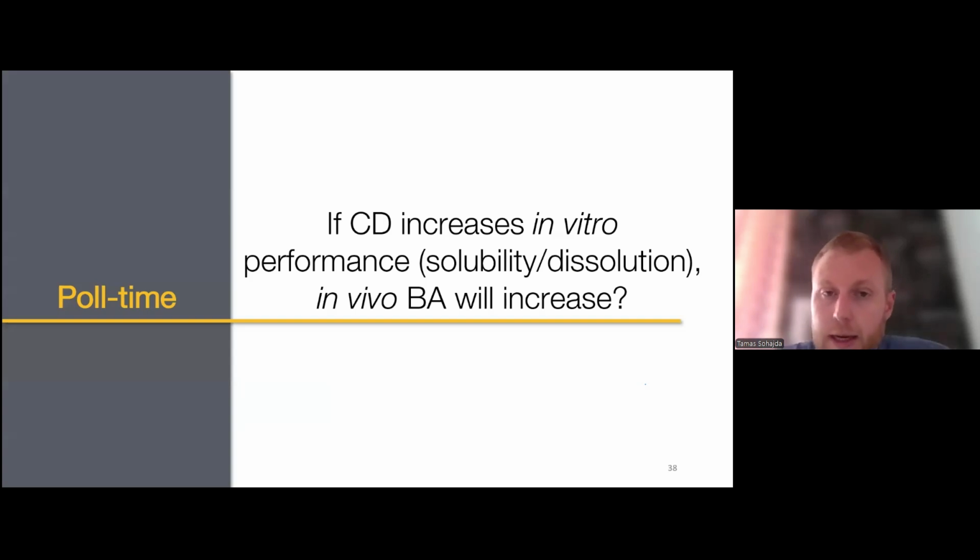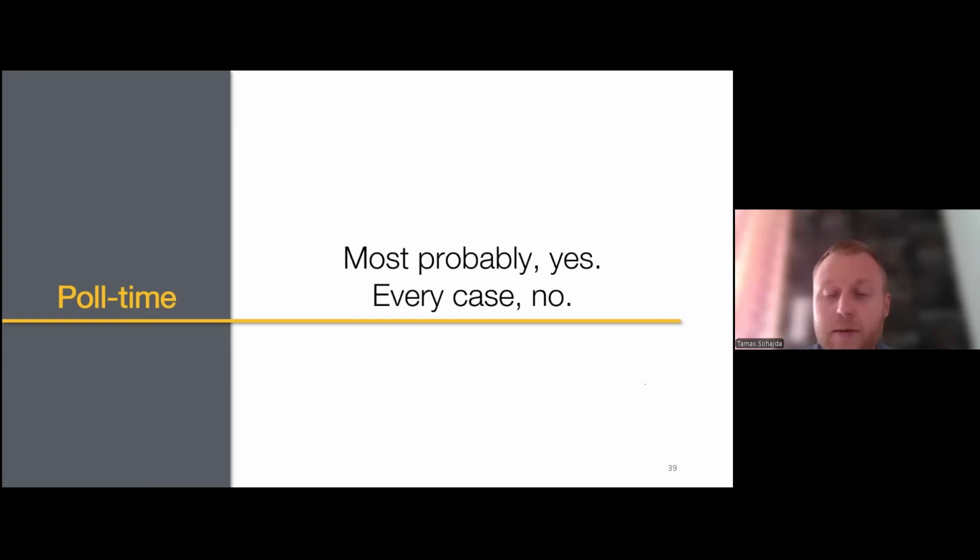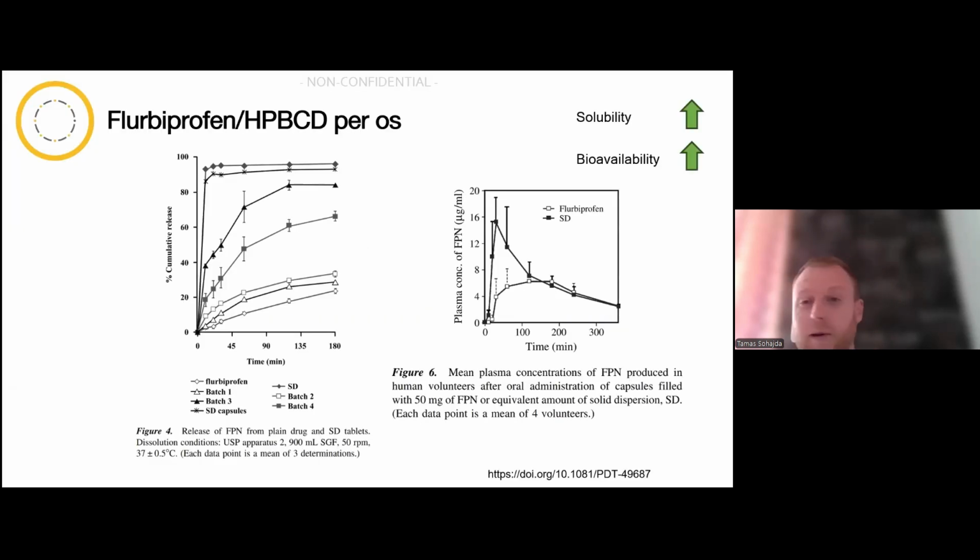So a question, when we develop a product and we see that cyclodextrin increases the performance in vitro, will it mean that it also increases the performance in vivo? So can we expect that bioavailability will be similarly increased? What do you think? I think this is the last poll. Yes, yes. Increases bioavailability. Okay, let's see. So, usually yes, but not always. And let me explain why it happens.